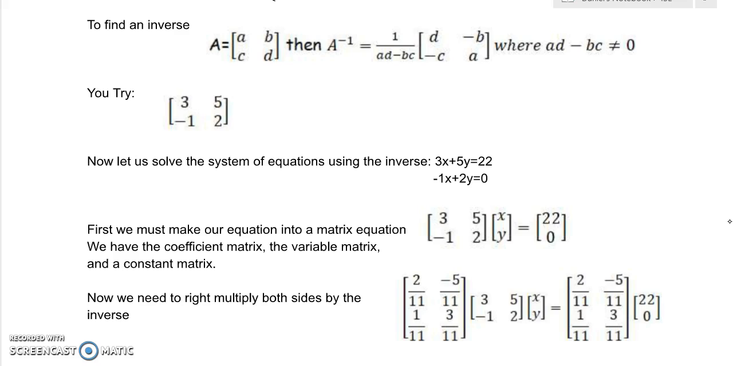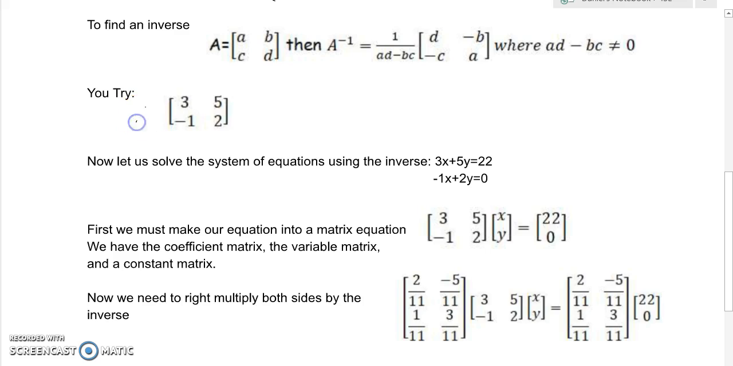To find an inverse of a 2 by 2, you simply make a fraction of 1 over the determinant, AD minus BC, and then multiply that by the matrix D, negative B, the opposite of C, A. Your determinant can't be 0 because you're dividing by it, and we don't know what dividing by 0 is. So let's try it real quick.